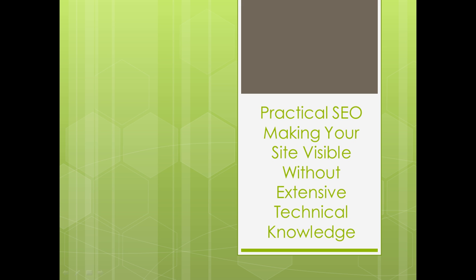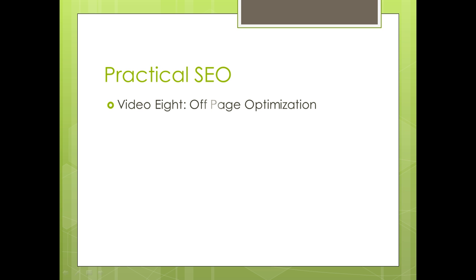Okay, welcome back to our Practical SEO course, and we are talking about making your site visible without having to have extensive technical knowledge. Now, in this video, we're going to be talking about what we call off-page optimization. You probably are already familiar, obviously, with SEO, or this term search engine optimization. We're going to be talking about the things that you're going to be doing that are not directly tied to the website that you're using. So in other words, we're talking about things that are off of your website and on other sites.